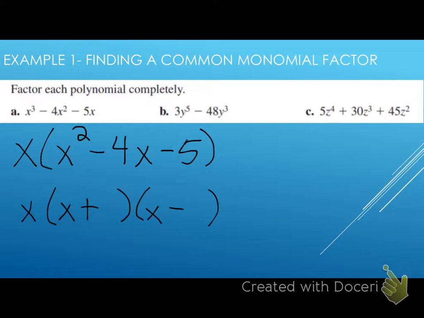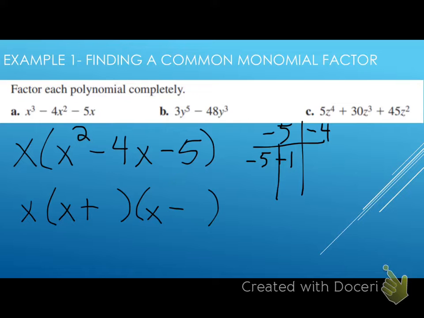Now I can create my t-chart. What goes in the first top box? Negative 5. Second one? Negative 4. I'm looking for two numbers that will multiply to give me negative 5 and add to give me negative 4. So what are two numbers that multiply to give me negative 5? Negative 5 and positive 1. Those multiply to give me negative 5, right? Let's add across and see if they give us negative 4.